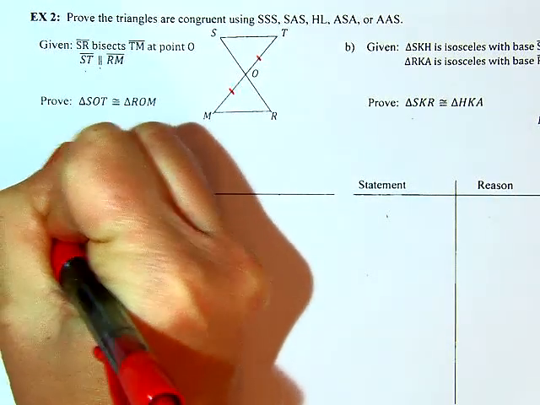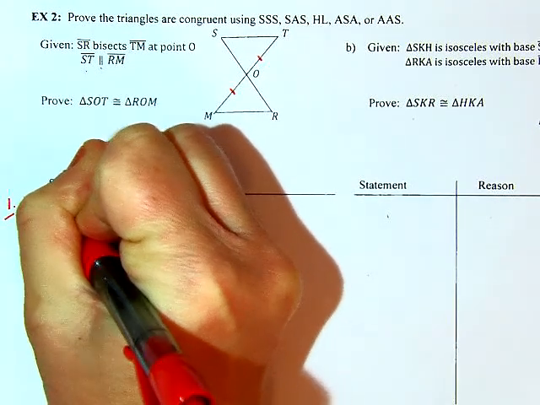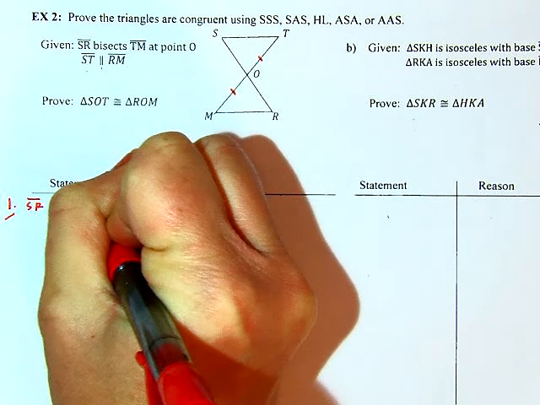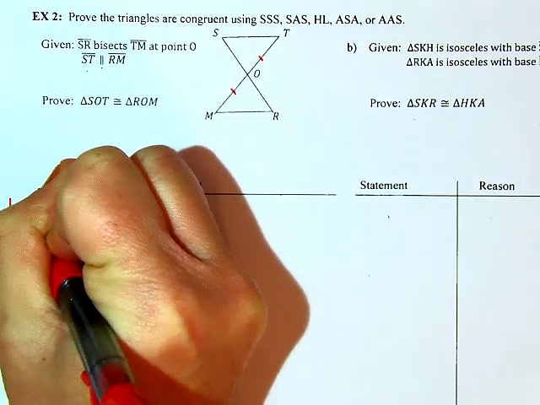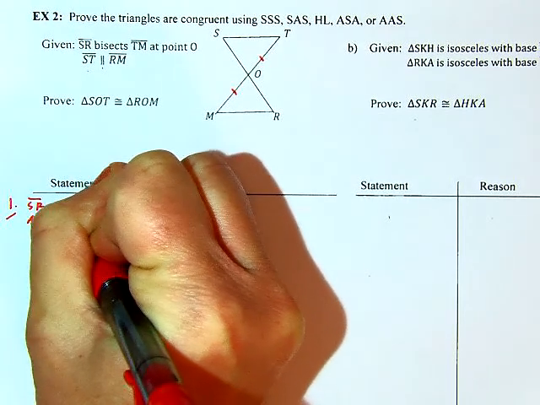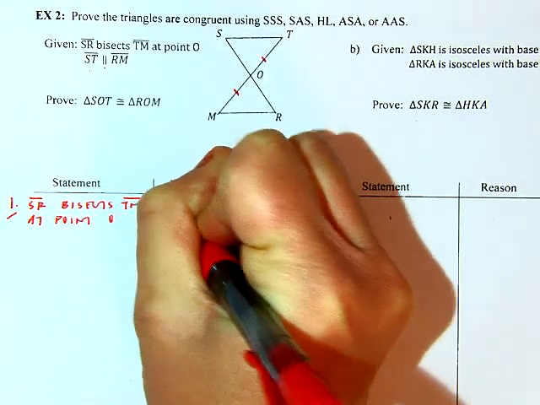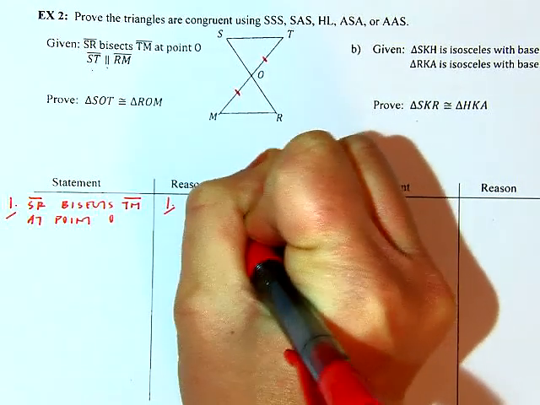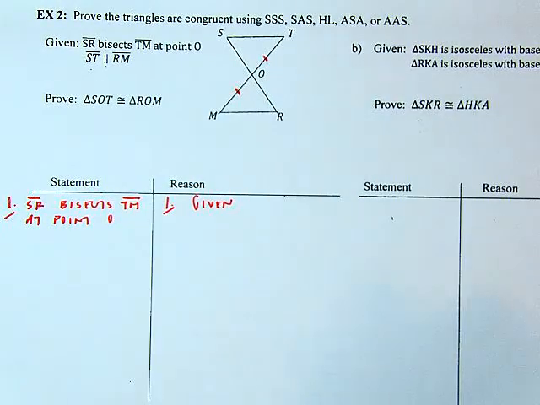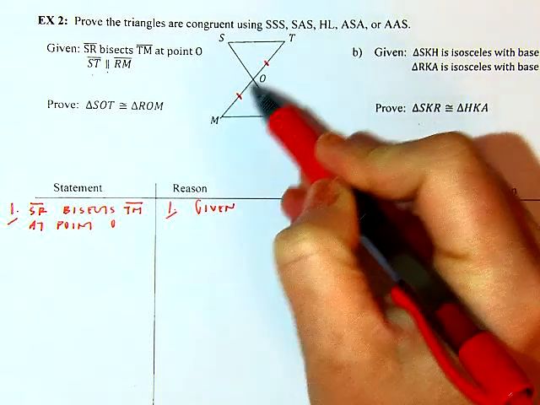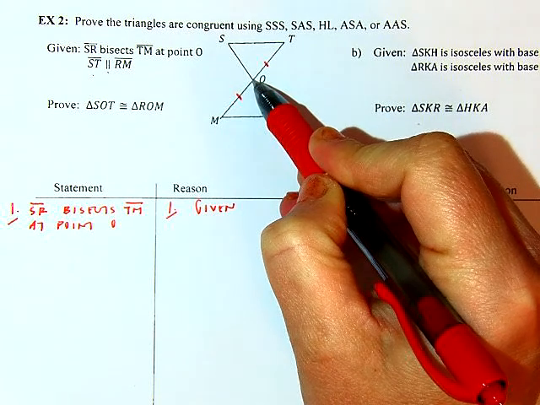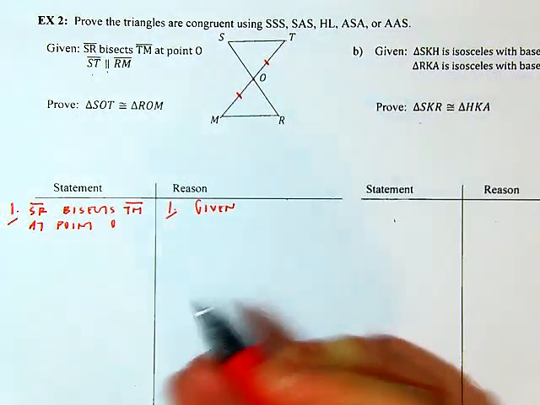So I'm going to say that SR bisects TM at point O, given. So again, that given built me to something else, right? It guided me to that this whole segment is split into 2 congruent parts. O is the location where this segment gets bisected.